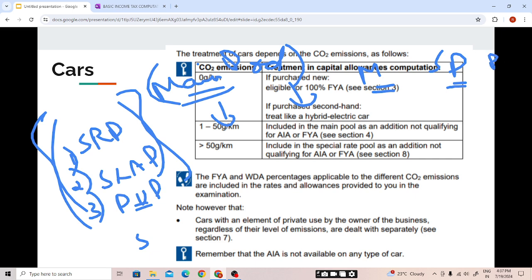Each asset you use privately, you will be creating a separate pool. For a car, then another car, for the other car also you will be creating one. So the car will belong to main or special pool, the same WDA will be applicable. And then short life asset, the asset with a short life. So the same rules as the main pool will apply, the FIA, WDA, all things. Now, the last topic, structure and building allowance, will be covered in the next session.